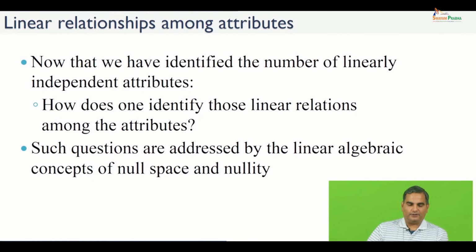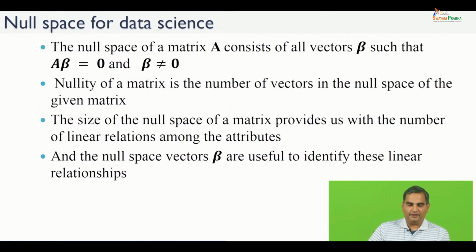So this question of how does one identify the linear relationships among the attributes is answered by the concepts of null space and nullity, which is what we are going to describe now. When we have a matrix A, and if we are able to find vectors beta such that A beta equals 0 and beta not equal to 0, then we would call this vector beta as being in the null space of the matrix.